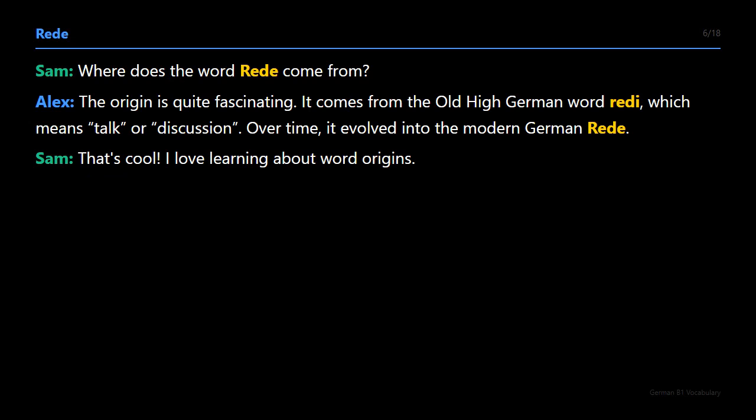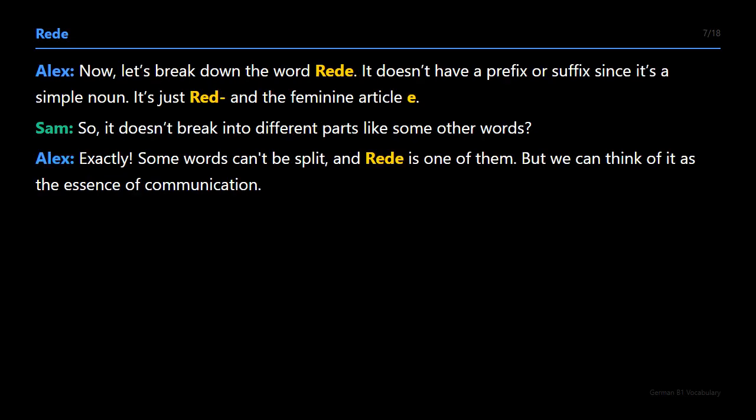Now, let's break down the word Rede. It doesn't have a prefix or suffix since it's a simple noun. It's just Red and the feminine article. So, it doesn't break into different parts like some other words. Exactly. Some words can't be split, and Rede is one of them. But we can think of it as the essence of communication.